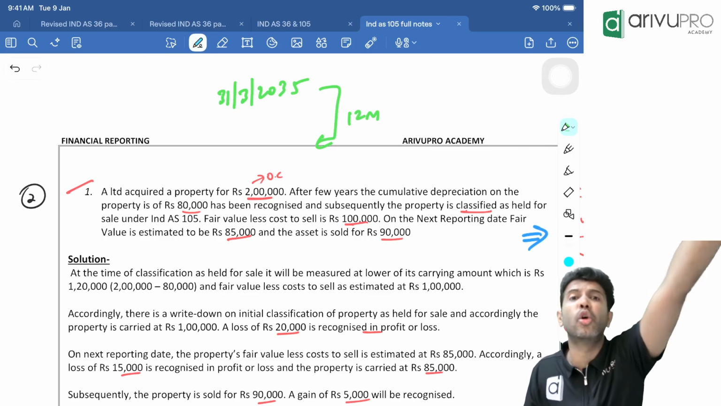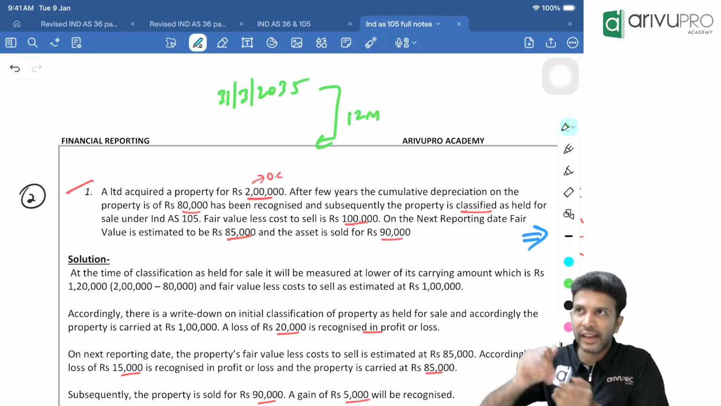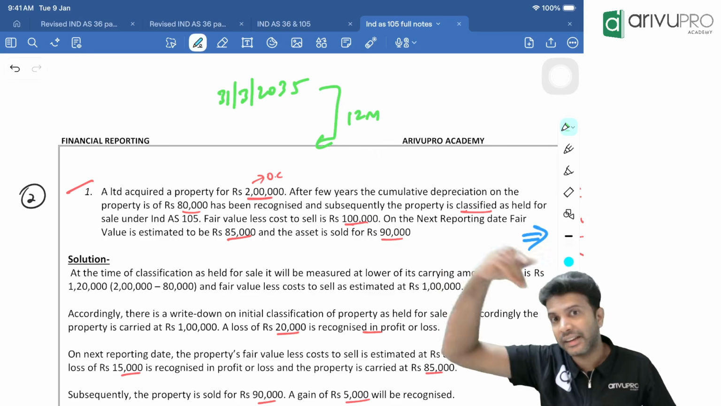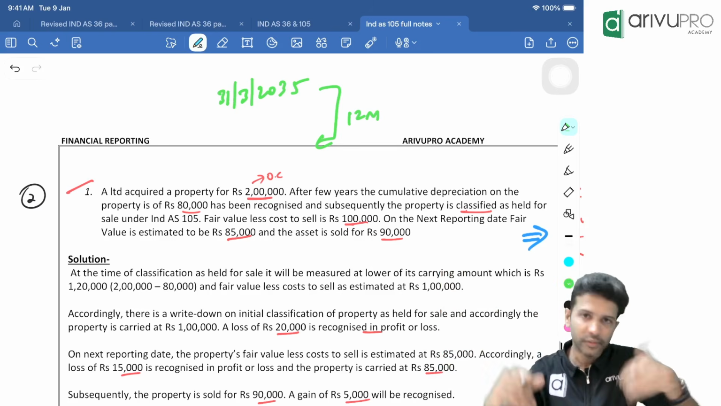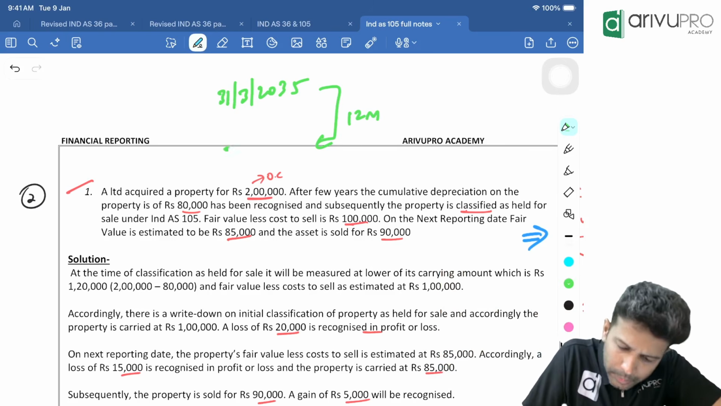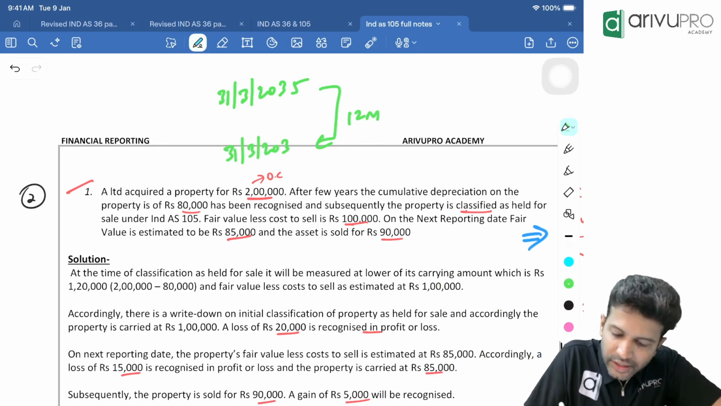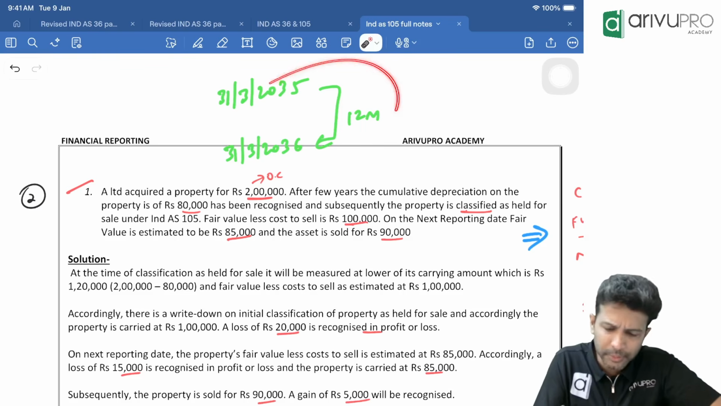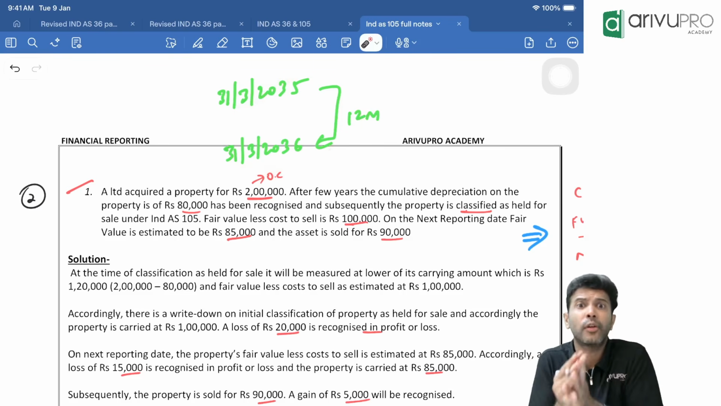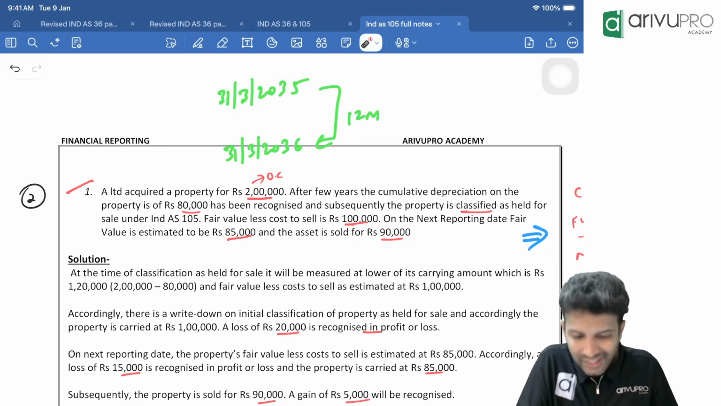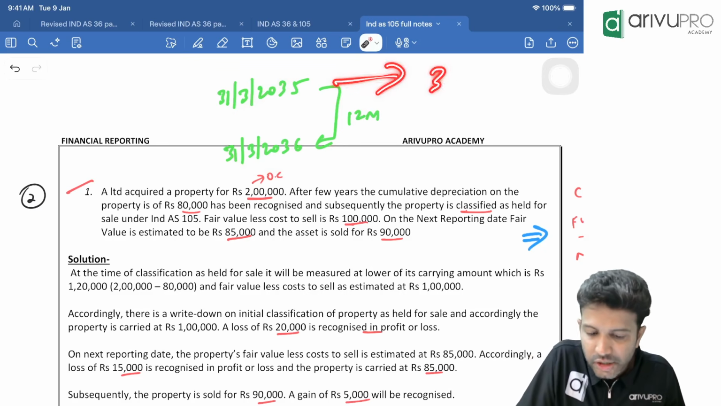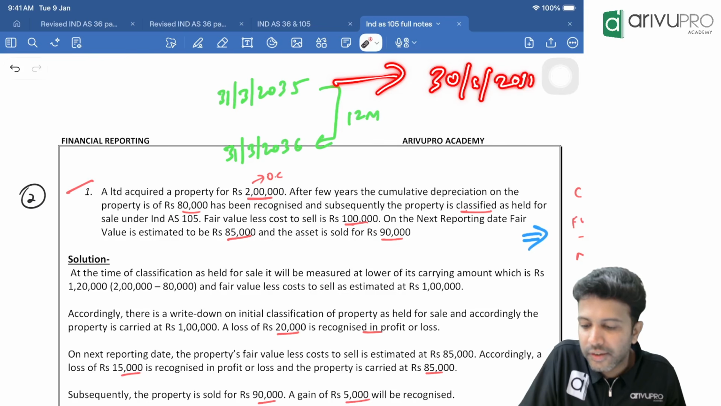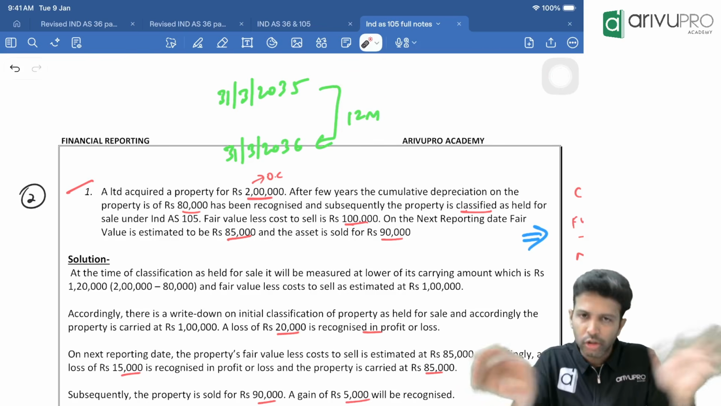Even if the sale goes beyond 12 months, if the delay is beyond the entity's control and the entity still has an intention to sell it, we will ignore the delay. So 12 months from this date will be 31st March 2036. So it's possible that you might have 2 reporting periods. Or if the company is following quarterly reporting, immediately after 31st March, 30th June 2035 will become another reporting period, right? So that's what they're saying here.